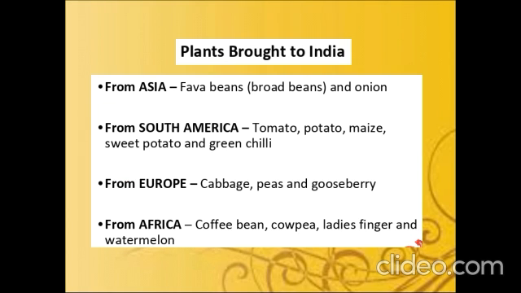So what are the various plants from different countries that have been brought to India? From Asia, fava beans and onions. From South America, tomato, potato, maize, sweet potato and green chili. From Europe, cabbage, peas and gooseberry. From Africa, coffee bean, cowpea, lady's finger and watermelon. So these are the various plants that have been brought to India from different places.